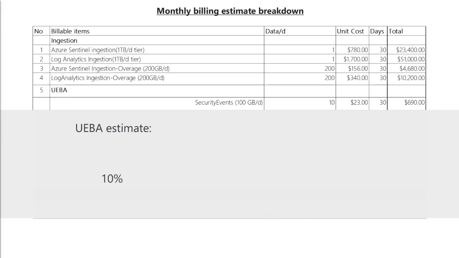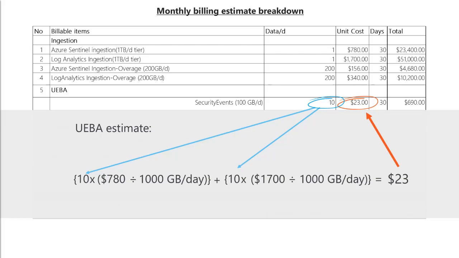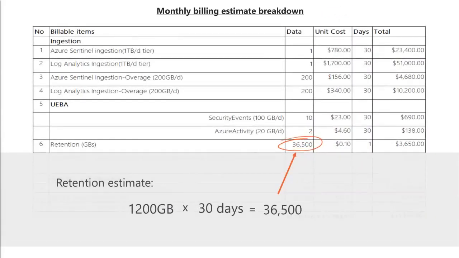Let's now look at the UEBA. Remember, UEBA is billed at 10% of the data being ingested. So the first thing we need to do is to calculate what is 10% of that data. So in this case, security events with 100 GB gives us, of course, 10 GB. So again, we bring our 10 back, then we get the effective tier rate once again. This is now for Azure Sentinel. This one coming up now is for log analytics. Get the total of the two, which comes to $23 for the day cost, and we then get the total.